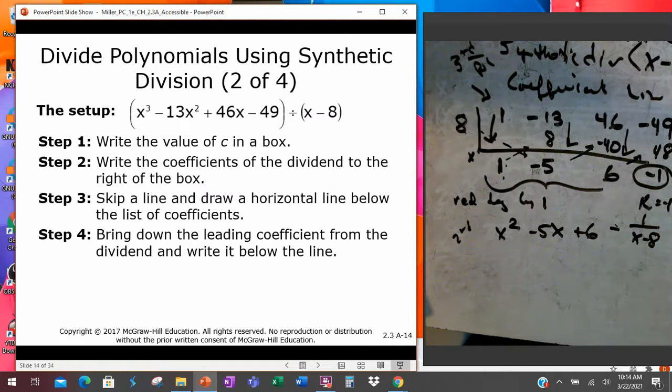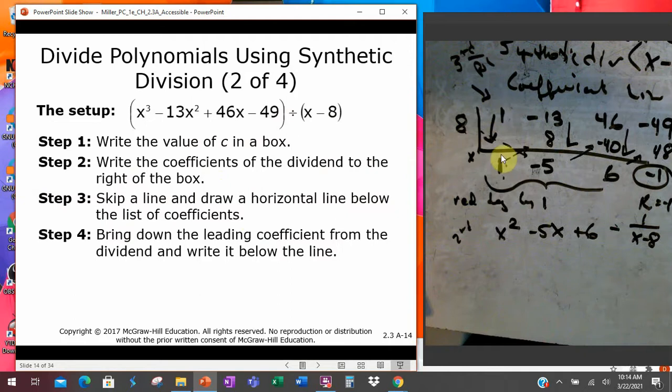Okay. So here's the steps that you're going to do. Write the value of c in a box. Write the coefficients of the dividend to the right. There are a couple of different ways to do this. Skip a line, draw a horizontal line below the list of coefficients. So there's two lines. I just like to do this, depending on the book, but here is the way I've always done it. It does the very same thing as the long division, except I'm kind of flipping the box. And then bring down the leading coefficient.